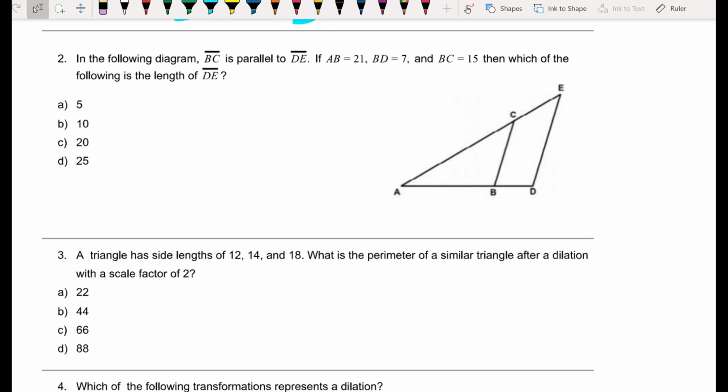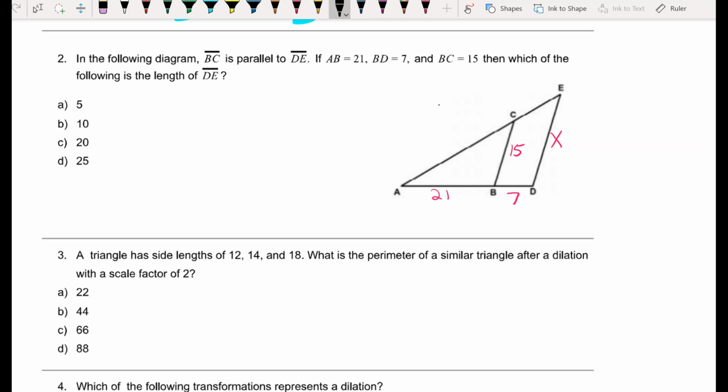For number 2, in the following diagram, BC is parallel to DE. If AB is 21, BD is 7, BC is 15, which of the following lengths is DE? Well, when I have overlapping triangles, I like to redraw them.